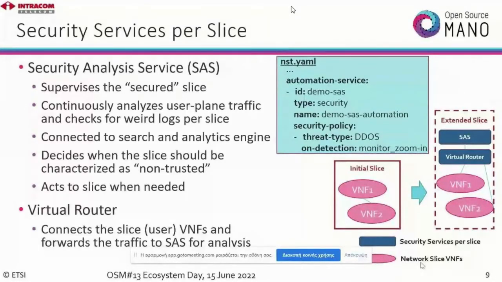The security analysis service is responsible for supervising the slice, continuously analyzing traffic and checking for weird or malicious activity per slice. It is connected to the search and analytics engine, which is a support service, decides when the slice should be characterized as trusted or not, and also acts on the slice when needed. Also, we have a virtual router that connects the slice VNF and forwards the traffic to the security analysis service for further analysis.